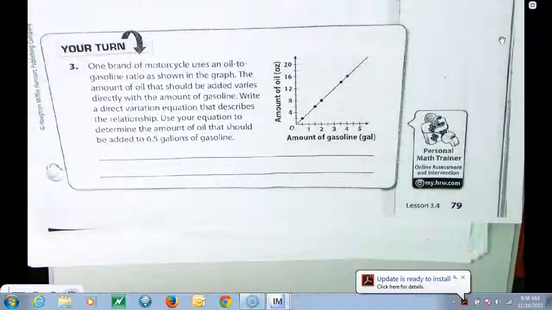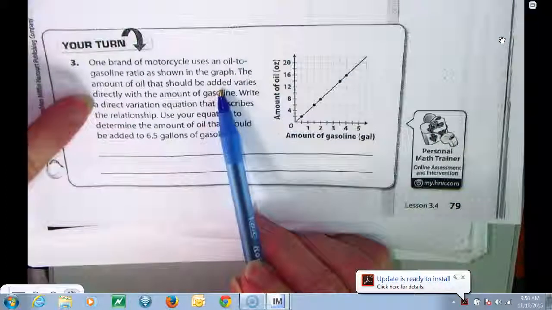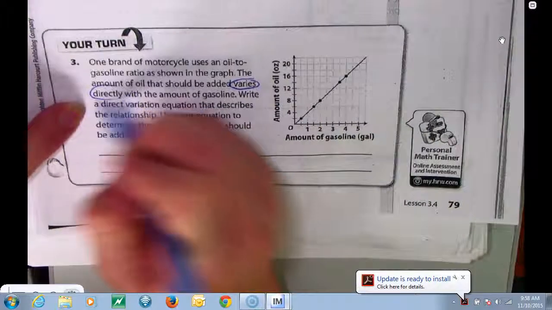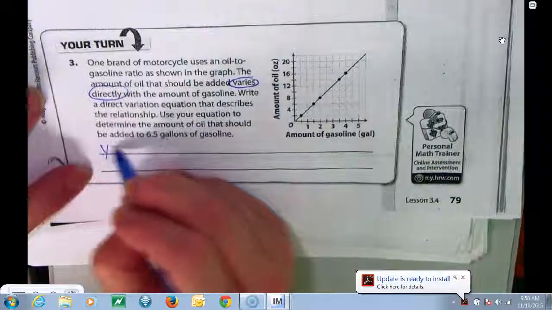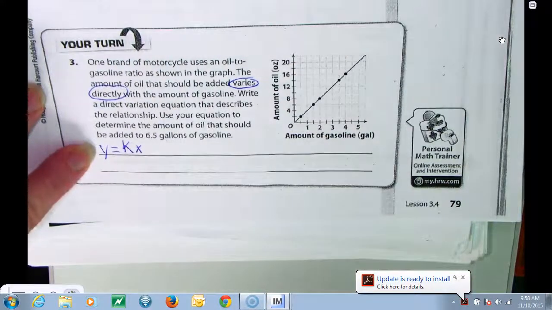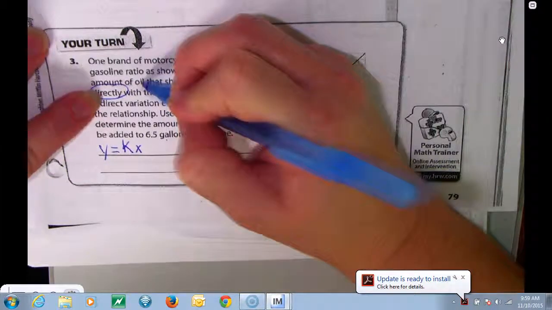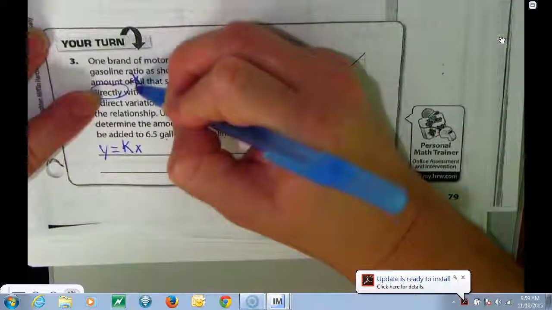The bottom. One brand of motorcycle uses oil to gasoline ratio as shown. The amount of oil that should be added, here's our words, varies directly. So I already know that I can write an equation, y equals kx. I already know that. So the amount of oil, put a star over oil.